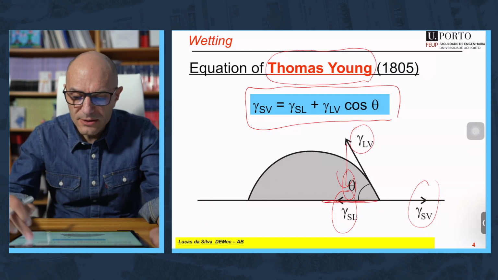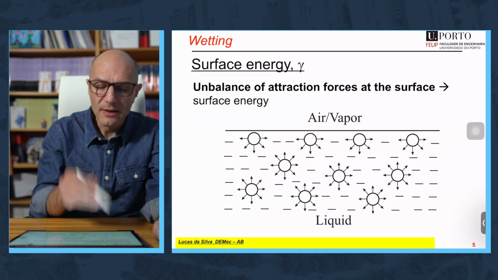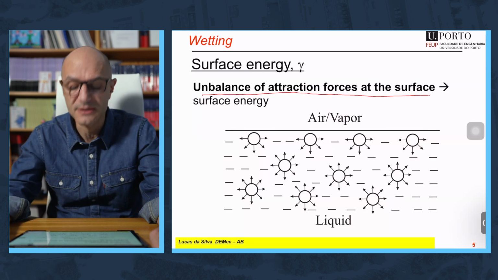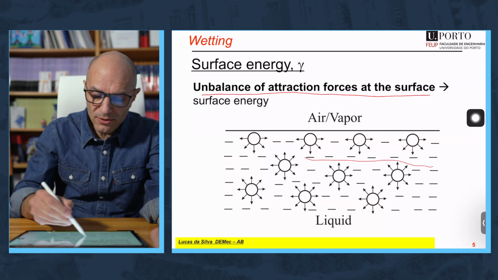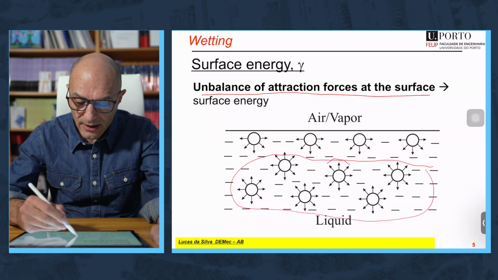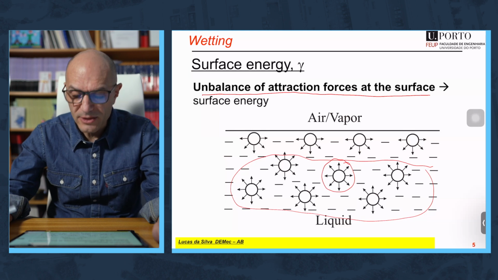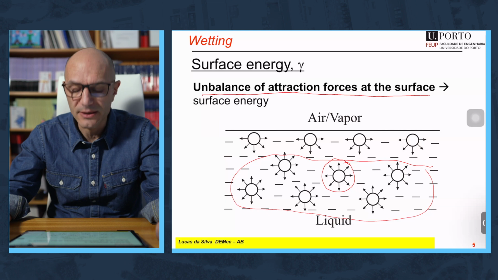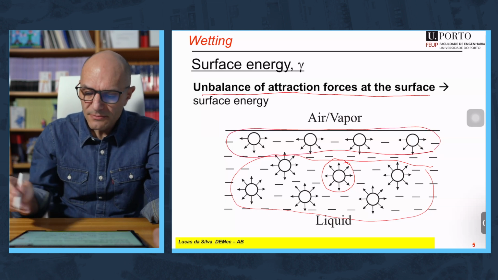But what is the surface energy really? What does it mean physically? Well, this is related to the unbalance of attraction forces at the surface. Let's look at this scheme below. You have these atoms and molecules that are in perfect balance because the forces are in equilibrium in all directions. They are very comfortable, the molecules and atoms that are inside the liquid. Whereas those that are at the surface, they are not.